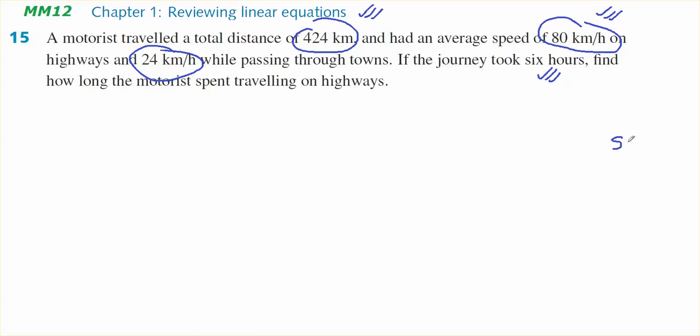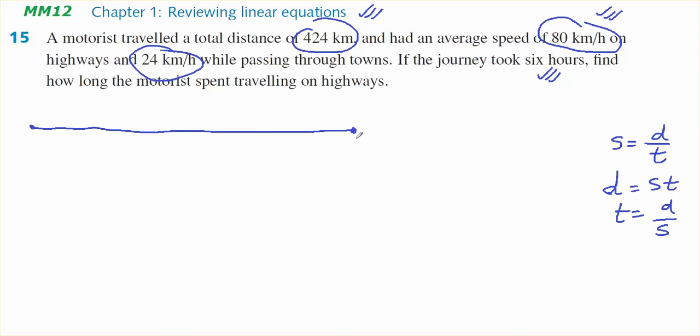I know that speed equals distance over time, so average speed will be the average distance over the average time. I can rearrange that and say that the distance equals speed times time, and that time equals distance divided by speed.